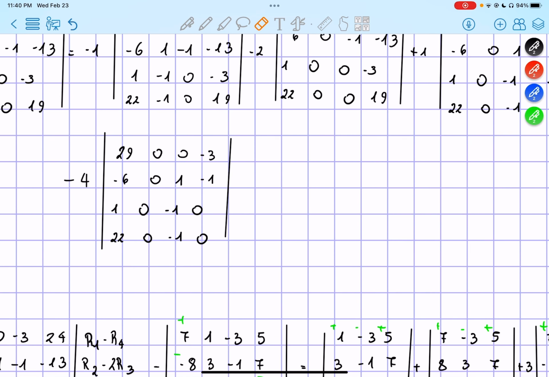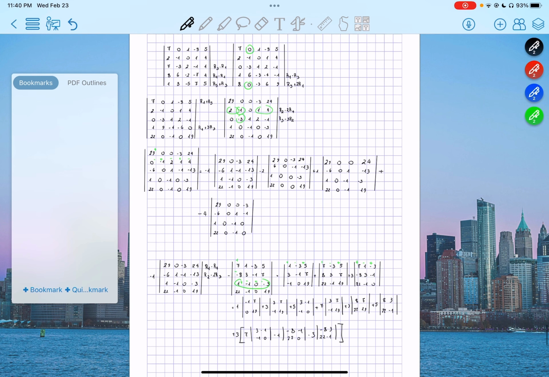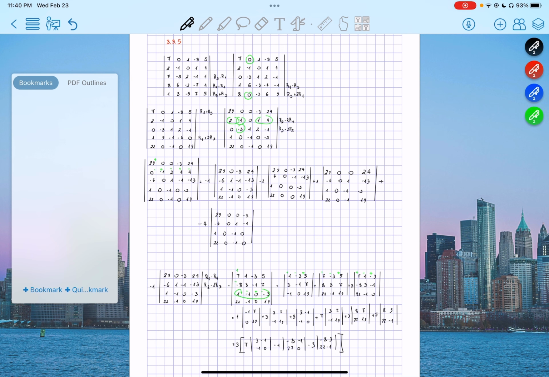So I'm not going to finish it, but as you can see, you understand how to solve it. And I hope this is helpful. Let me know in the comments.